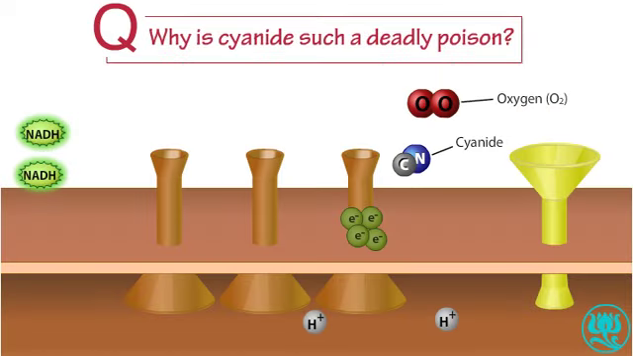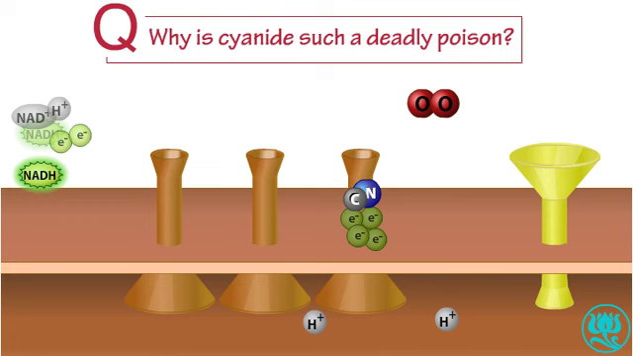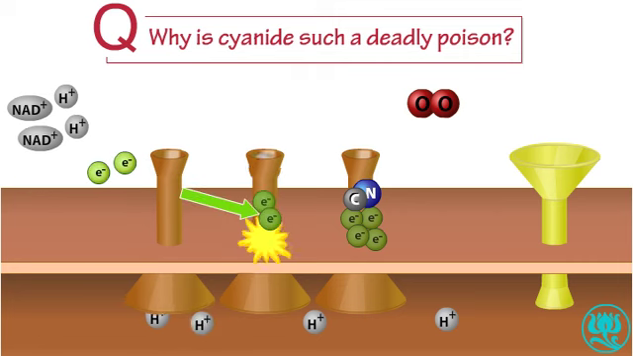Why is cyanide such a deadly poison? Cyanide is a deadly poison because it cripples the electron transport chain. Cyanide binds to the last complex in the chain, and in so doing, blocks oxygen from binding. Recall that during the operation of the electron transport chain, NADH donates electrons to the beginning of the chain. The process of electron transport fuels the pumping of protons across the membrane.